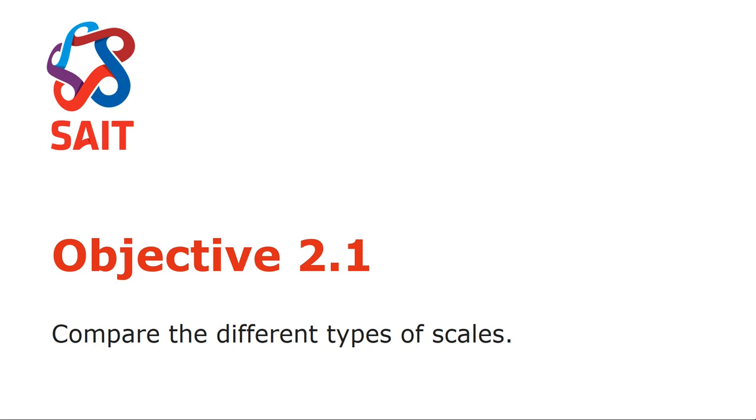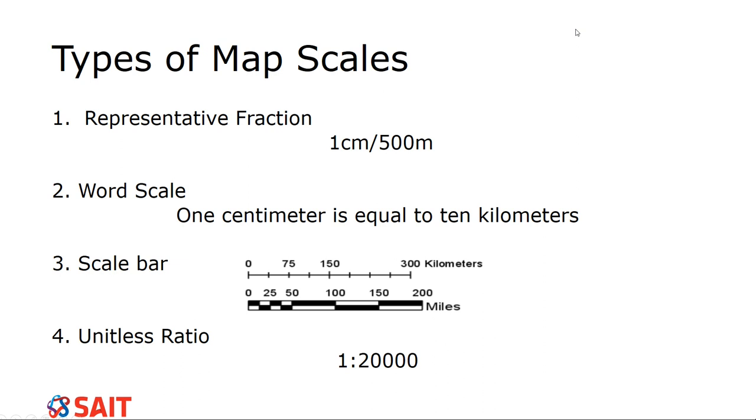My first objective is to compare the different types of scales. Normally we have 4 examples. First, the representative fraction. It doesn't necessarily need to be the same unit. It just has a little division sign in it. It can be the same unit if you want it to be. So if I say 1 centimeter over 50,000 centimeters, then we have a representative fraction as well.